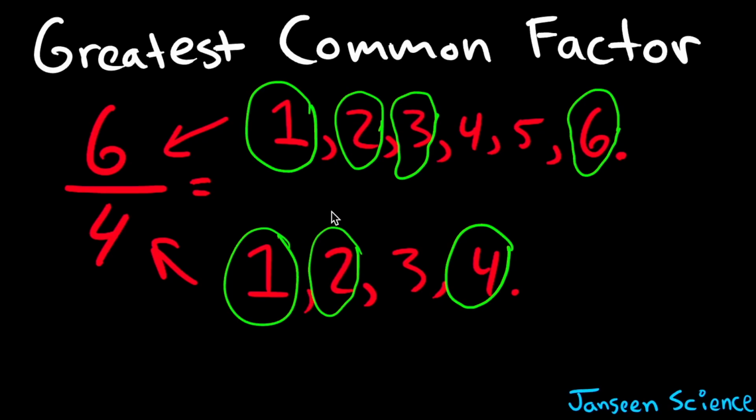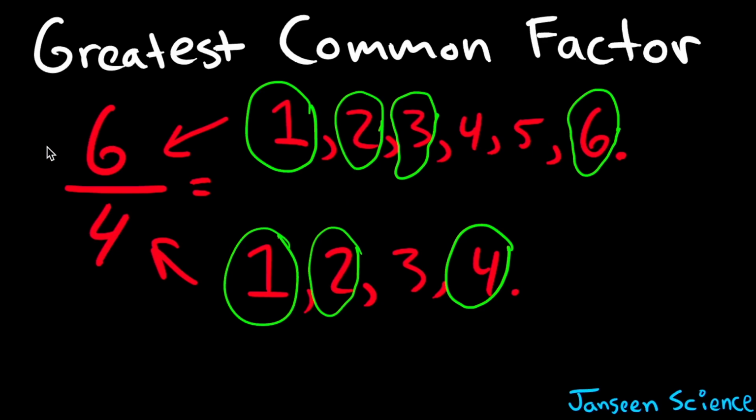And now we have to look for the greatest common factor, or the biggest of these common factors, 1 and 1, 2 and 2. It will be 2. That will be your greatest common factor. 1 and 1 is low, 2 and 2 is bigger. And so that will be your greatest common factor.